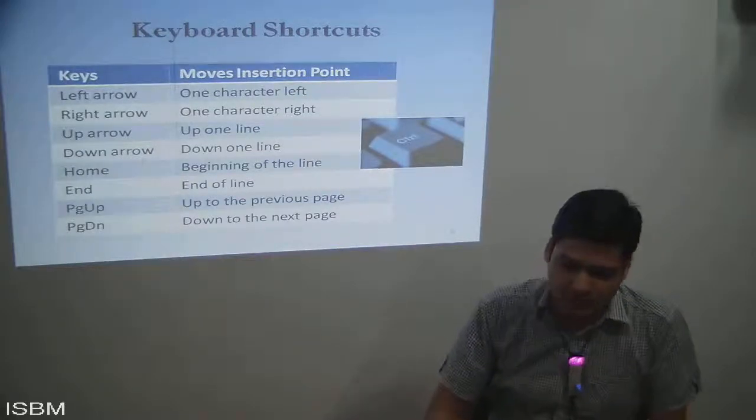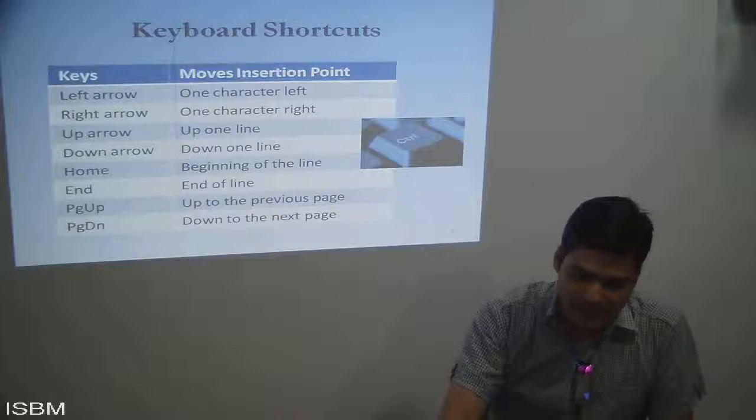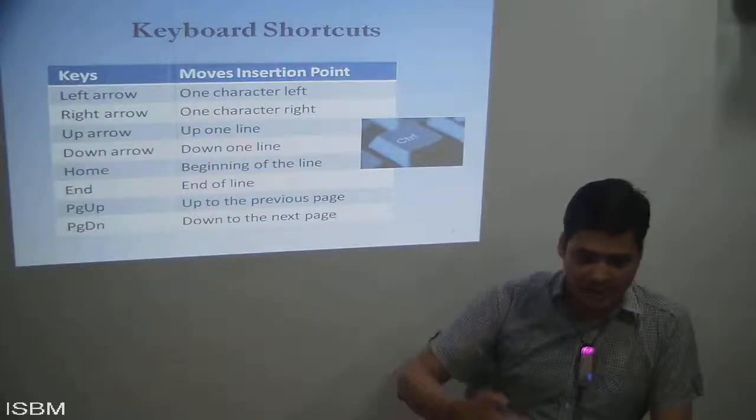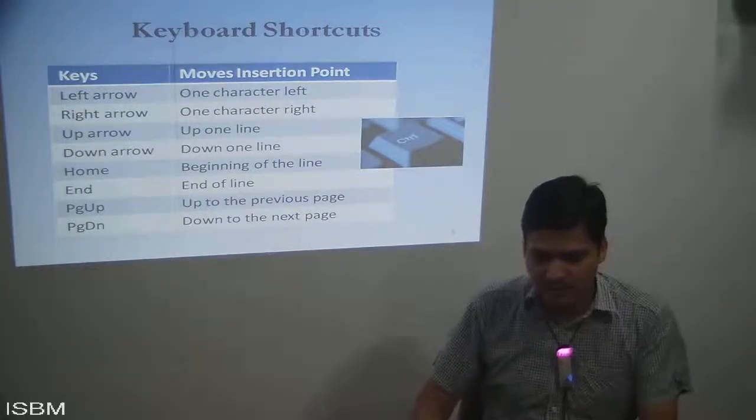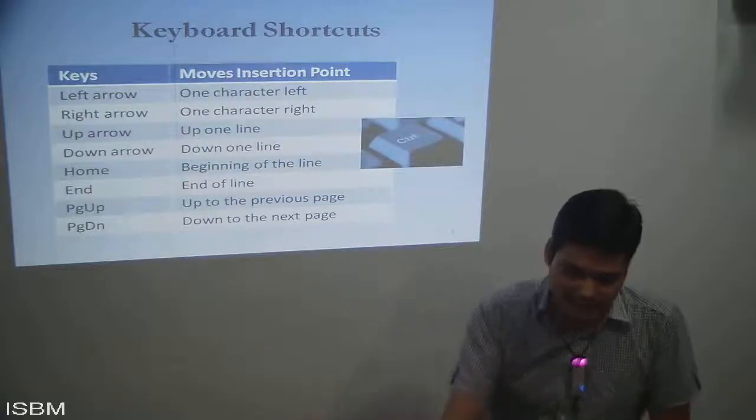Then Page Up and Page Down, which are already on the keypad. With the help of those, you can go up and down, and you can check your document from top to bottom.